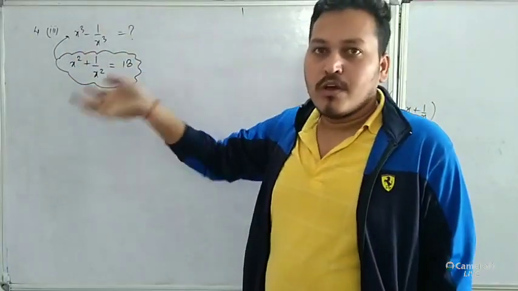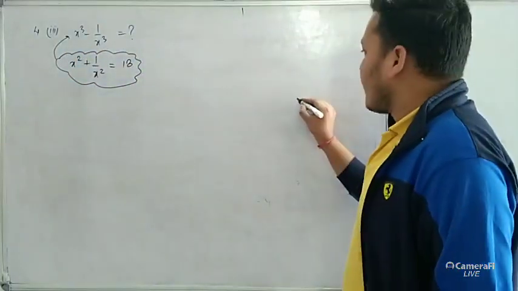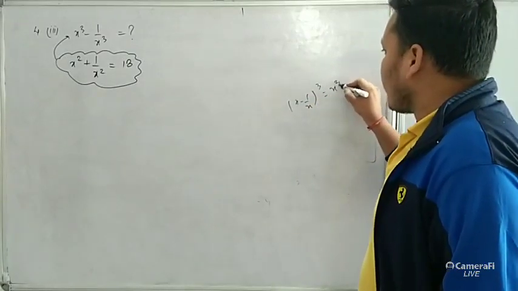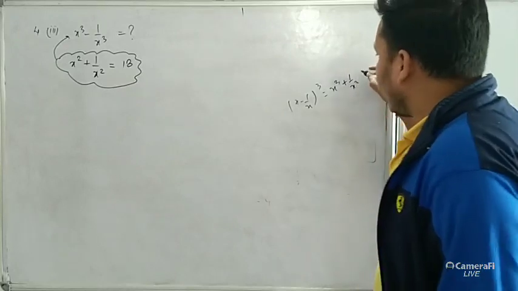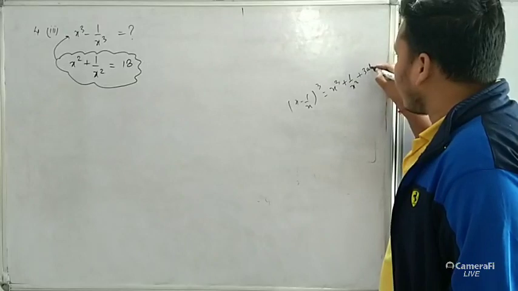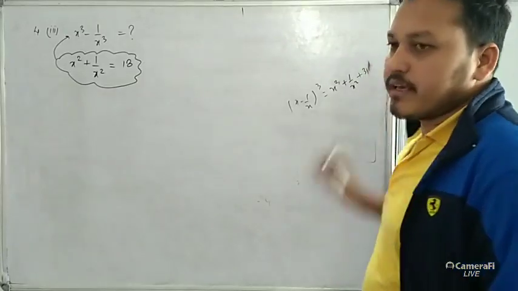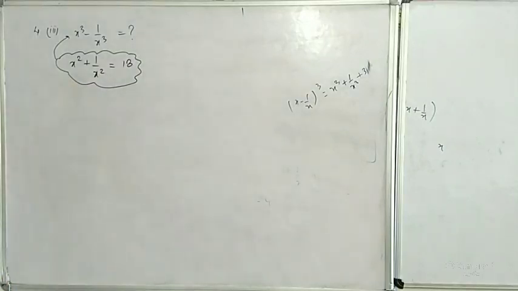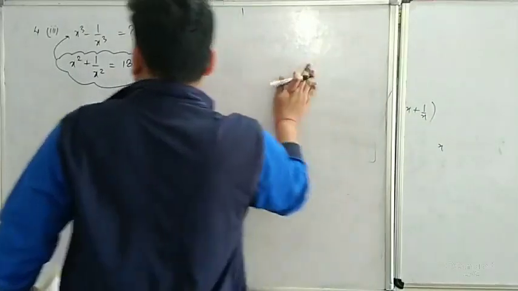If we apply the formula of x minus 1 by x whole cube, at that time we will not get the square. The formula is a cube minus b cube, that is a cube plus b cube minus 3ab into a minus b. These formulas I explained to you last time as well. Sorry, this was a mistake.